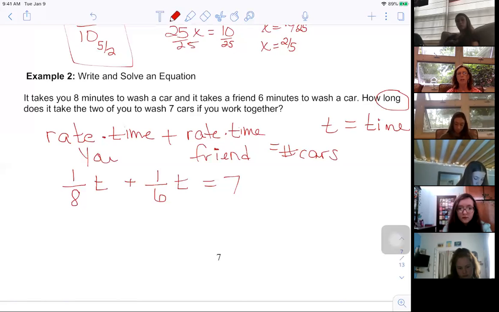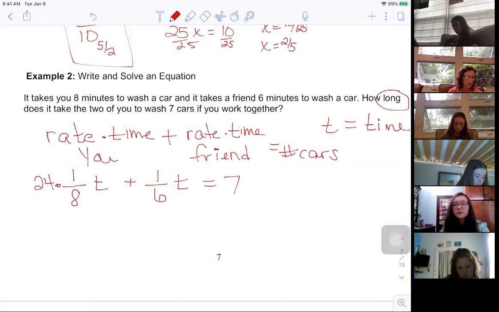does anybody know what the common denominator would be between 8 and 6? What would the common denominator be? Madison, what would the common denominator be? Would it be 24? Yeah, it would be 24. So what I'm going to do is I'm going to multiply everything by 24, each piece, because I'm going to try and get rid of the fractions instead of keeping them in the problem.